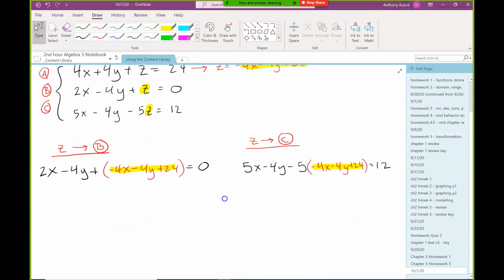All right. So now I'm going to simplify down these two equations. If I look at the first one, you'll notice that there's no coefficient in front of that parenthesis, right? So that parenthesis doesn't really need to be there, so I can just ignore it and combine my like terms. So 2x and negative 4x gives me negative 2x. Negative 4y and another negative 4y gives me negative 8y. And then I still have that plus 24 equal to 0.